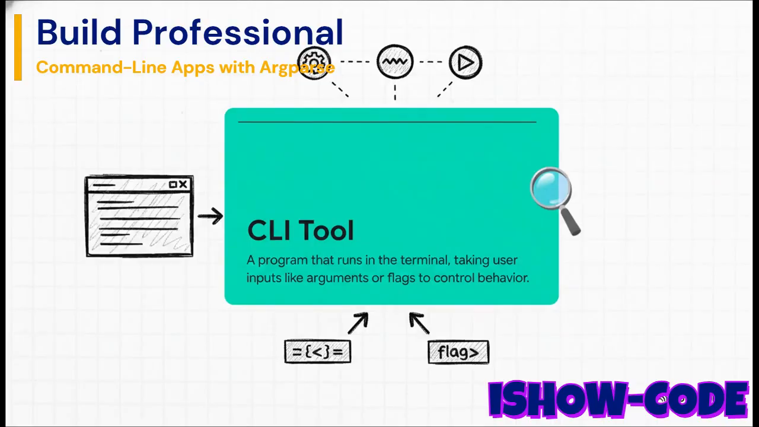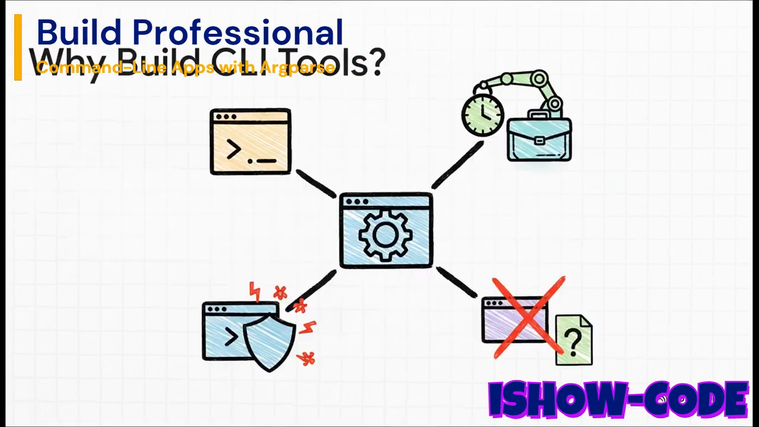All right, before we jump into the code, let's just make sure we're all on the same page. What even is a CLI tool? CLI stands for Command Line Interface. It's basically a program you run in your terminal. You feed it some inputs, we call them arguments and flags, and it changes what it does based on what you told it. No complex graphical interface needed. It's pure, simple power.